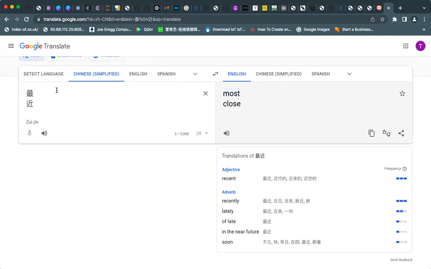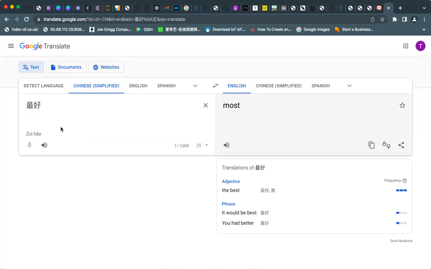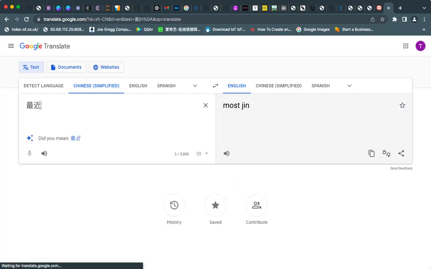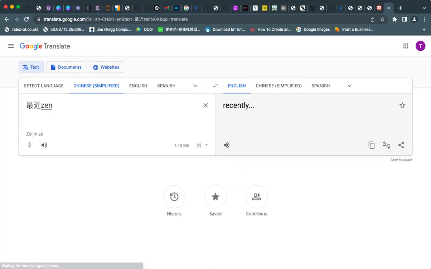What's the word for good? Hao. I heard the stammering again. We don't want to hear that. Yes, good, right? So if we combine zui and hao, you see what you get? Oh, the best. Wow, clever. So zui is like most, like the super player. So we're saying most close, like zui jin, recently. So zui jin zemayang: how has it been lately? How has it been? Zui jin zemayang.